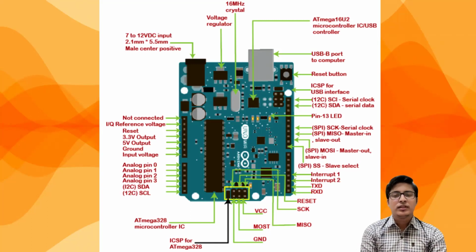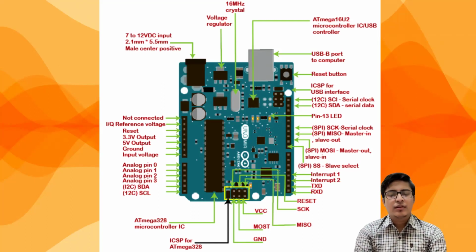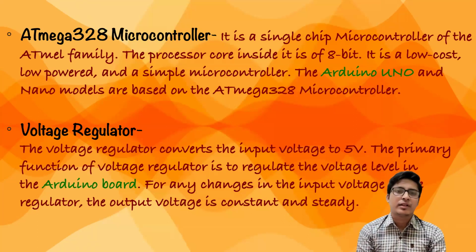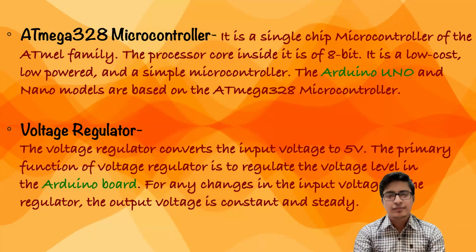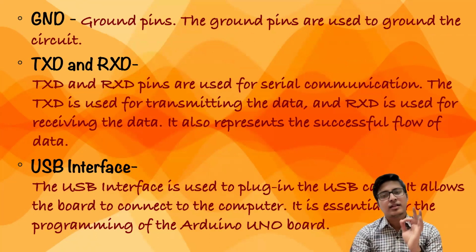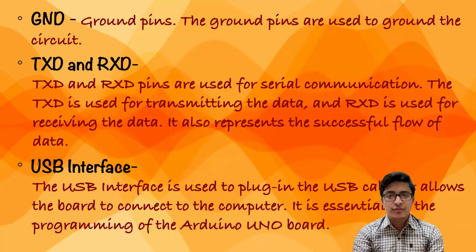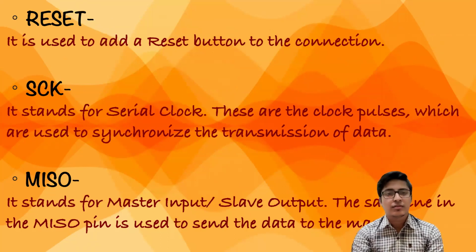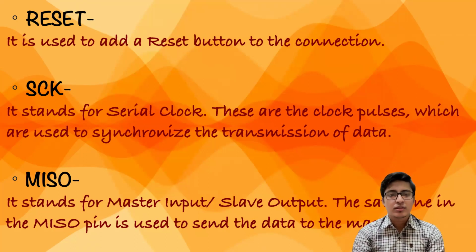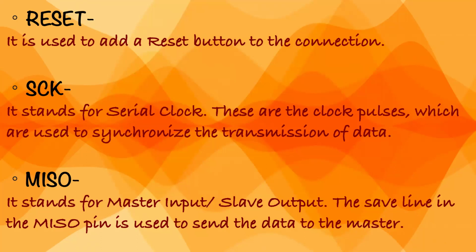Interrupt 1, interrupt 2, TX and RX. They are also digital pins, but they are specifically classified as transmission and receiving pins. These are the things that we have already studied: the Atmega 328 microcontroller, voltage regulator, GND, that is the ground pin, TX and RX, the transmission and receiver pins, USB interface, reset, SCK meaning serial clock, and MISO, which stands for master input or slave output.